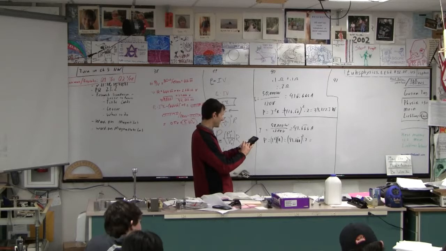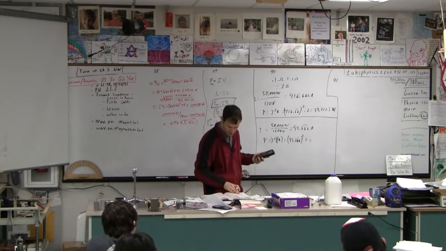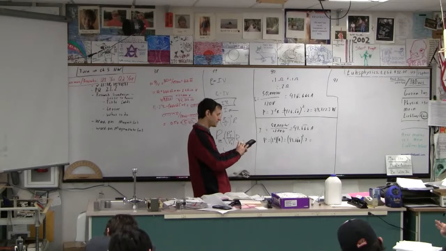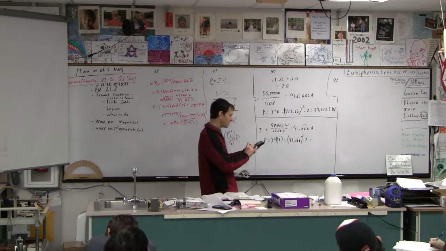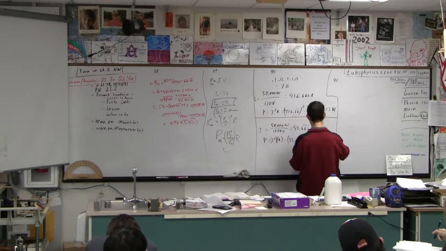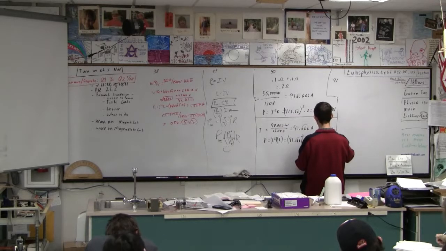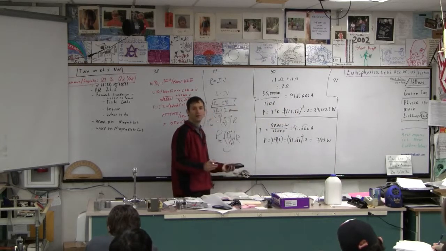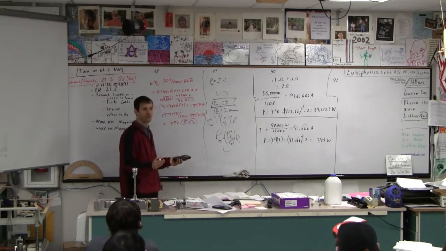Wait, so is it supposed to be at 1.2 kilovolts, or is it supposed to be at 12,000? 1200 volts is what it says, isn't it? Yeah, it says 1200 volts. Okay, and then I'm going to square this times 0.2, and I get a mere 347 watts, yes?